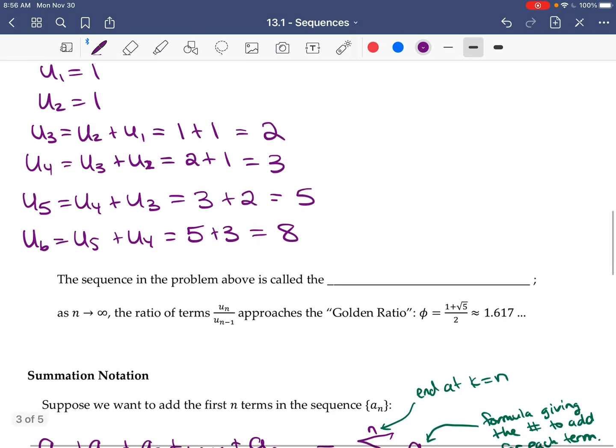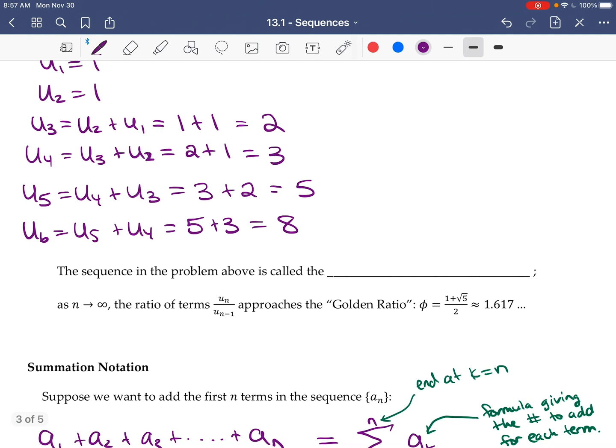Now this is a special sequence, okay? It's called the Fibonacci sequence. So you might have heard about these. Okay, so the Fibonaccis are very famous. They're in some movies.